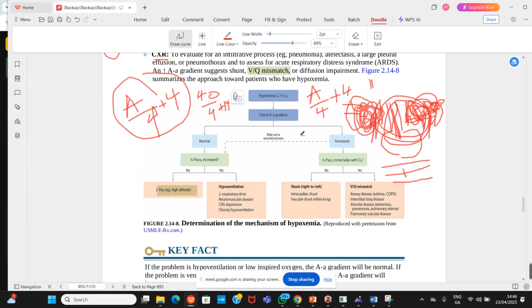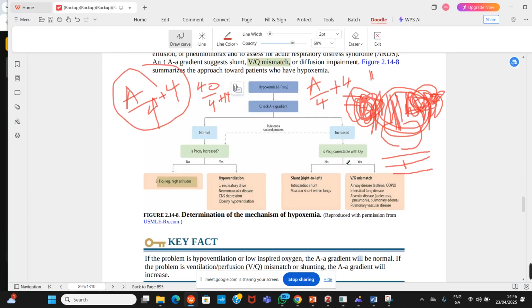So now let's look at the algorithm. We do our ABG, we're able to see that the PaO2 is less than 60. We know that there's hypoxemia. So the next thing is to calculate the A-a gradient to be able to narrow the cause of that hypoxemia. When we calculate the A-a gradient, we can get two things. Either it is increased or it is normal, depending on the value that we calculate. If it's increased, the next thing is to try and give oxygen.